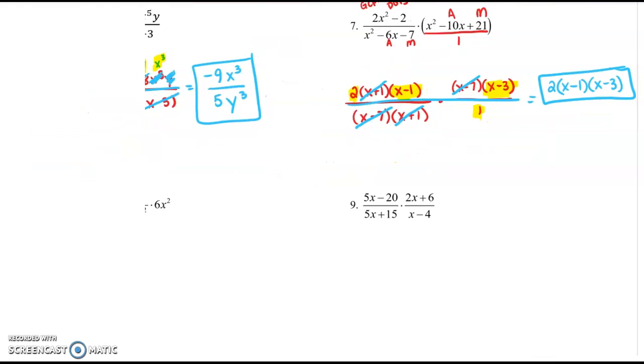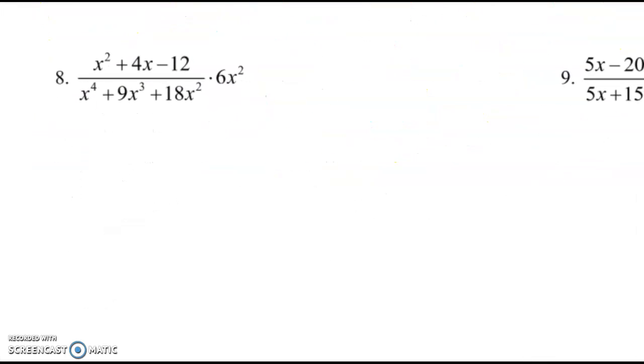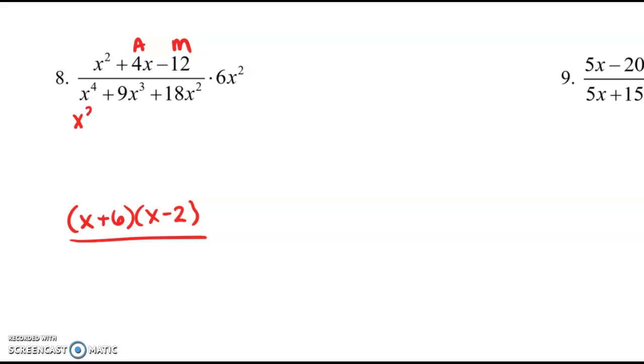All right, let's look at this one. All right, so the numerator is an add multiply. So I need two numbers that multiply to a -12 and add to a 4. That's going to be a +6 and a -2. And then the denominator, first I'm going to pull out a GCF of an x squared. I like to do those right underneath. All right, 9x plus 18.